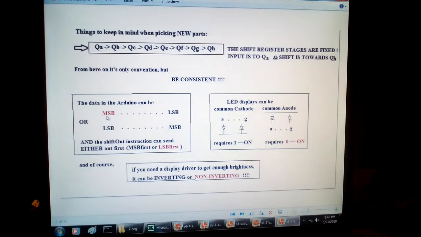For instance, the data coming out of the Arduino can be MSB first or LSB first. The shift out instruction will do either one. The red choices here are the ones that are in the demo.